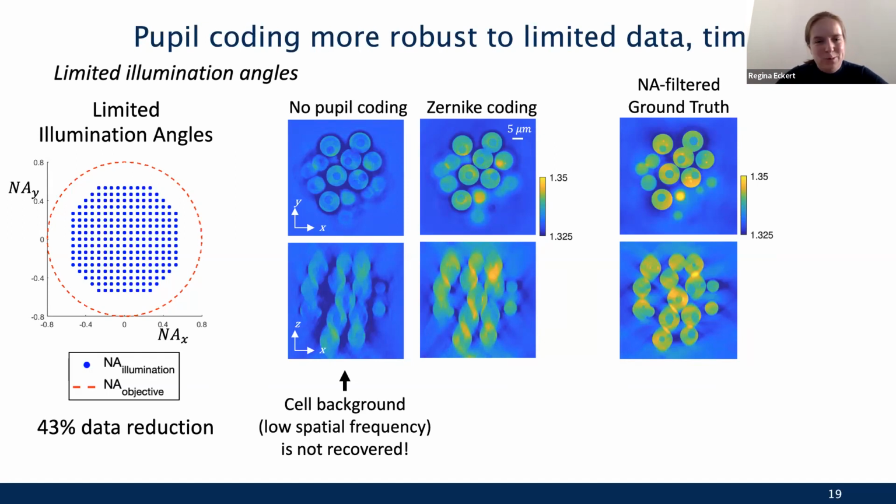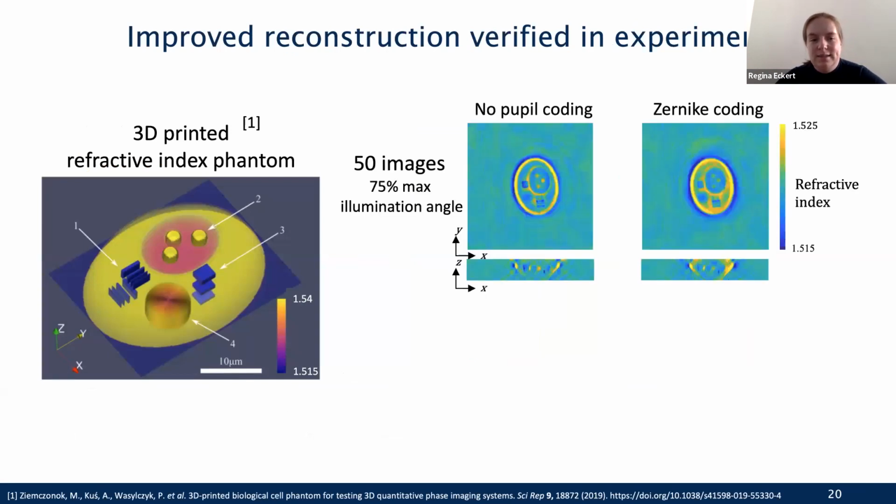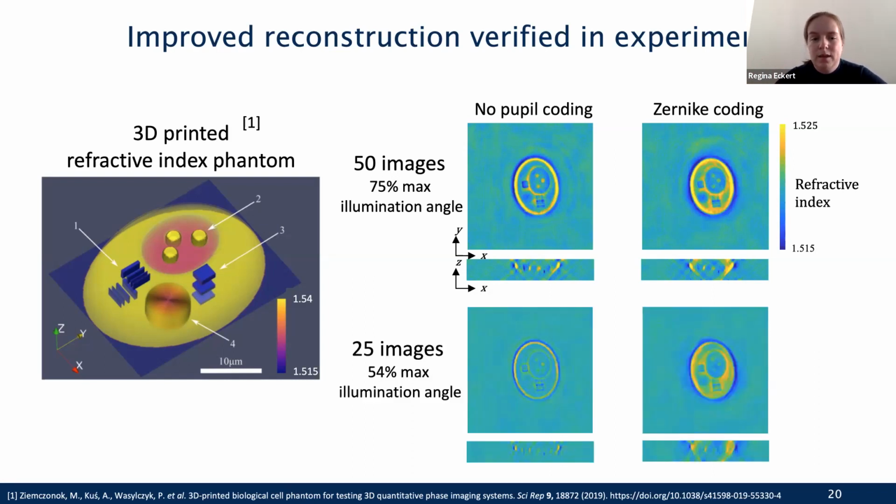So you might be asking, does that work in experiment? We have a 3D printed refractive index phantom that we tried this on. And indeed, we see that when we reduce our number of images into our reconstruction algorithm and reduce the max illumination angle, we're still seeing better low frequency reconstructions with the Zernike coating than when we don't have any pupil coating. And that holds true as we decrease the number of images.